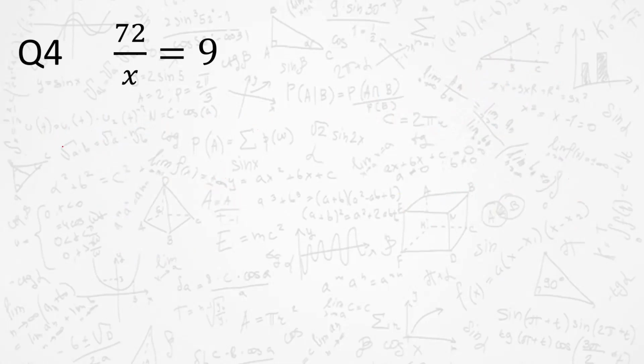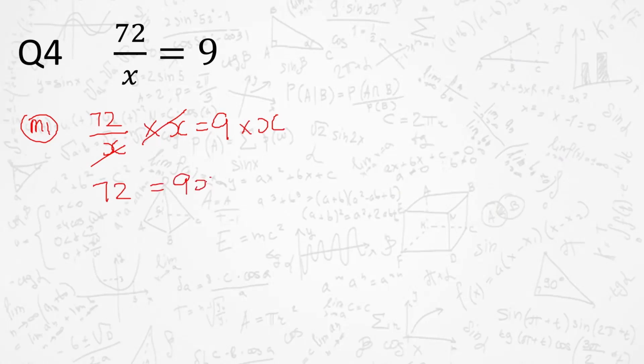Question 4. 72 over x equals 9. So method 1, I would times by x both sides. Then x cancelled out on the left hand side. 72 equals 9x. Then divide by 9 both sides. It cancels on the right hand side, which leaves x on its own. The left hand side I have 8. So 72 over 9 equals 8. So x equals 8.